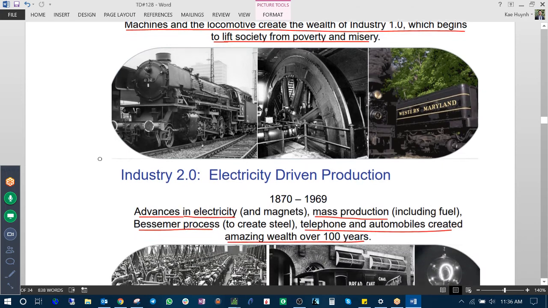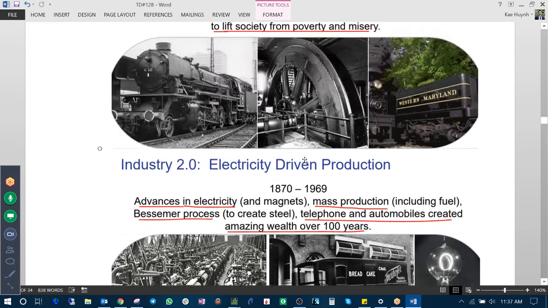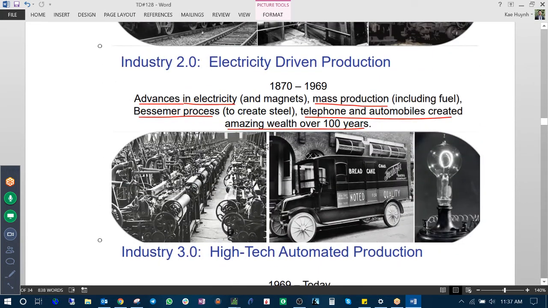Right, that's 1.0. And then from 1870 to 1969, Industry 2.0, electricity-driven production, advances in electricity and magnets, mass production, including fuel, the Bessemer process to create steel, telephone, and automobiles created amazing wealth over 100 years. Right? If you read the history of the greatest capitalist investors ever, they've always invested on some theme, right? So think about this for a second.